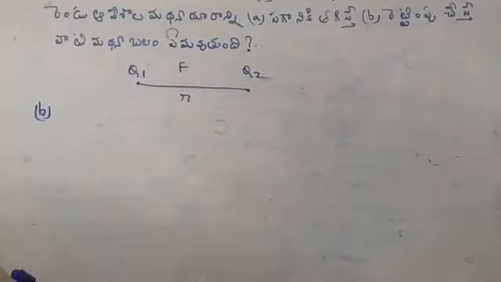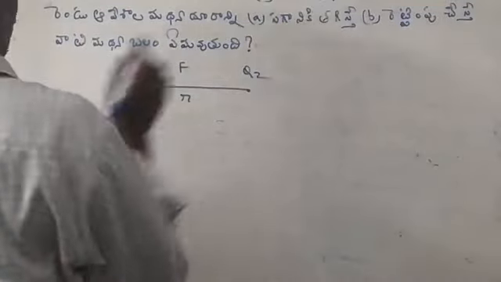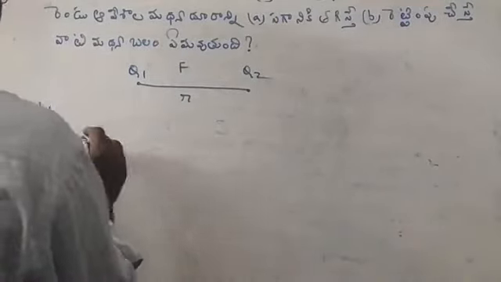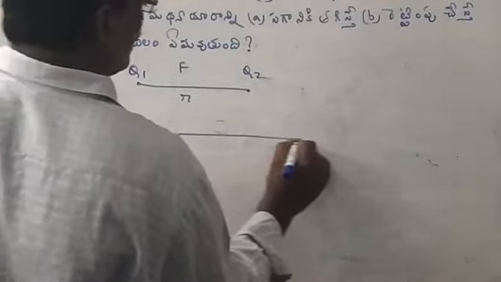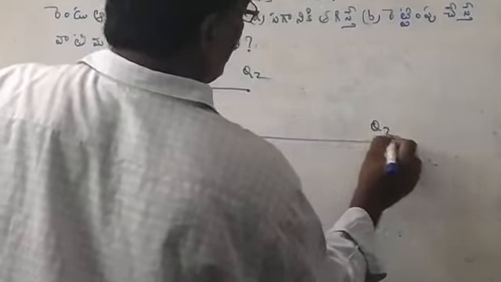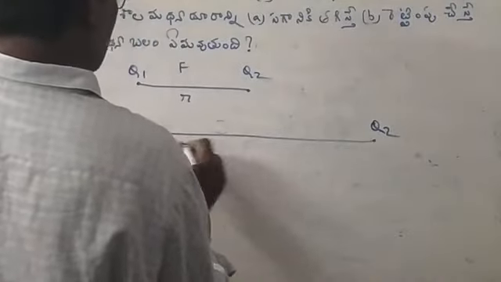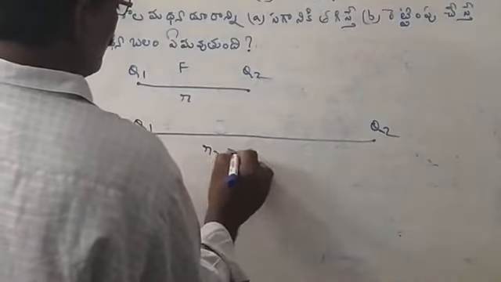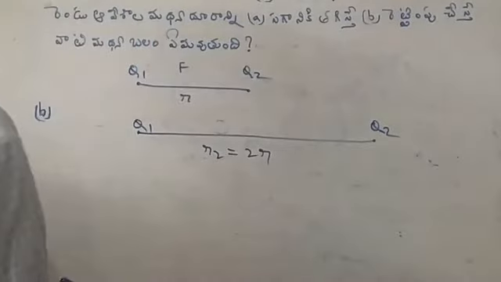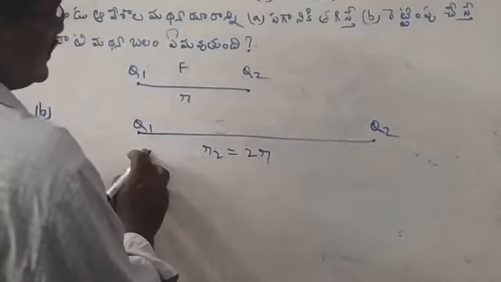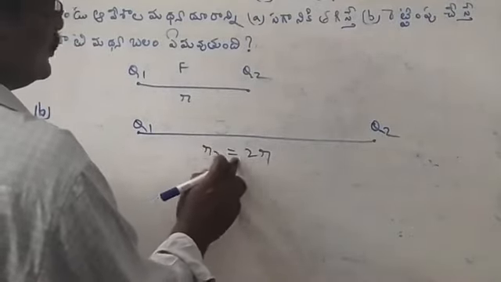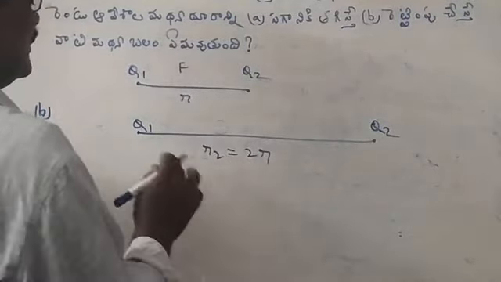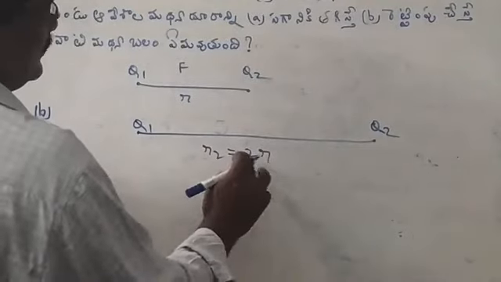Second case, the distance between them is doubled. That means in the second case, the distance between them is R2, and R2 is equal to 2R. Here the distance between two charges is increased by 2 times. That means R2 is equal to 2R.